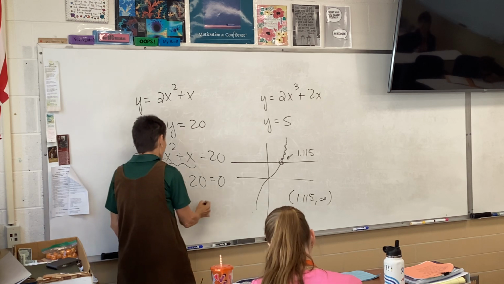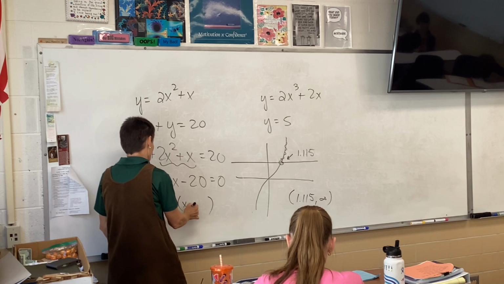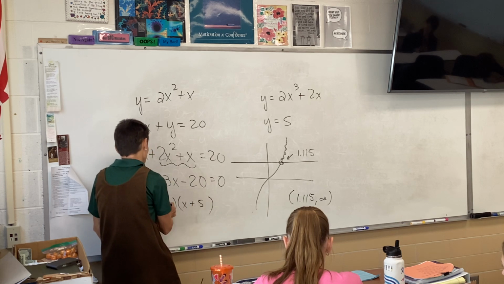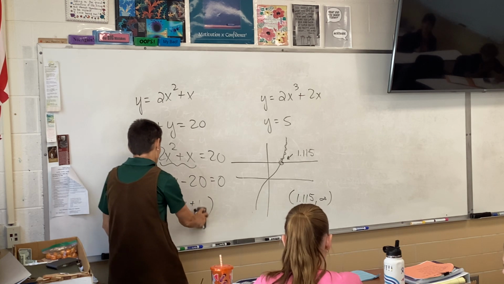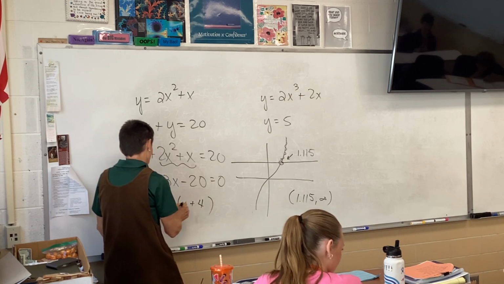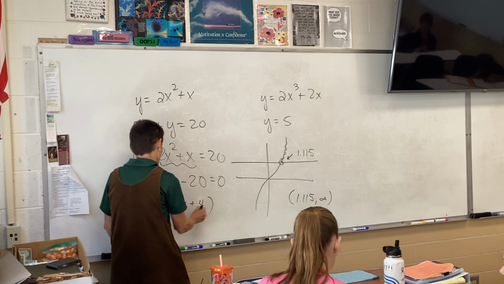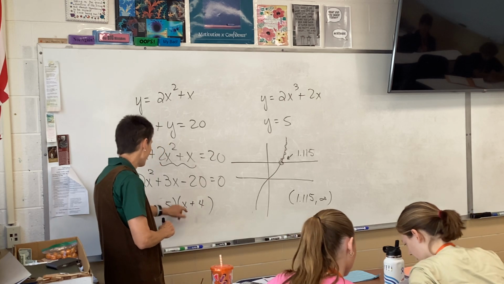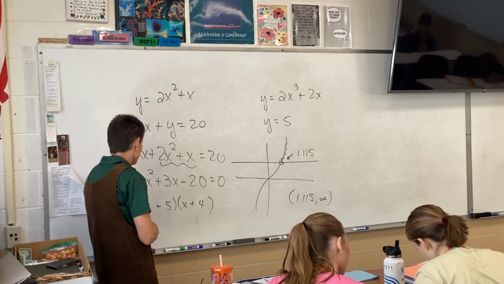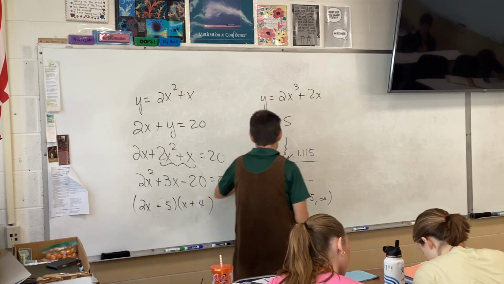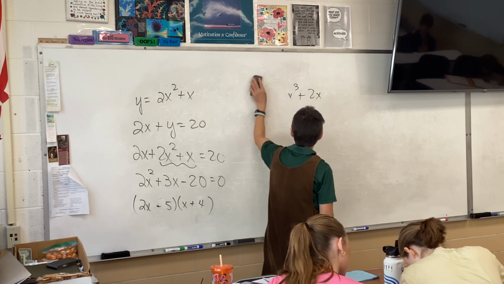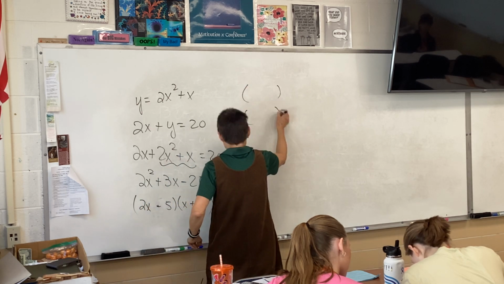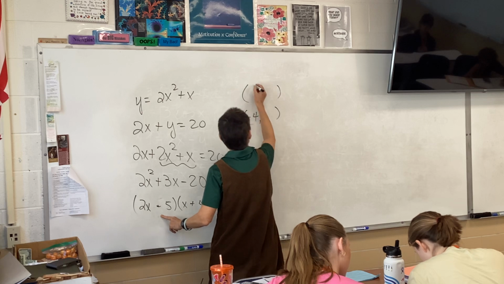Now I think this one does factor. 5 and 4. Plus 5 minus 4, no. Minus 5 and plus 5. Plus 5, no, plus 4, good. That's 8 minus 5, 3. Is that okay? So that means my x coordinates, remember, even though we're doing it by hand, we're really looking for where they intersect. So we're looking for points. So my x's are -4 and 5/2.